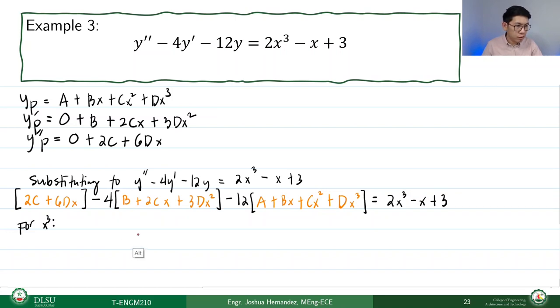For x cubed, meron tayong ito, isa lang, dx cubed. And then meron din tayong counterpart dito, fortunately, which is 2x cubed. In other words, kunin natin sila and we'll get an expression of d equals 2. But that's not just d equals 2, because this will be 12 times d. So this will be 12d equals 2. And thus, d equals 1 over 6. Actually, negative 1 over 6. Okay, so may nakuha na tayong isang value for d.